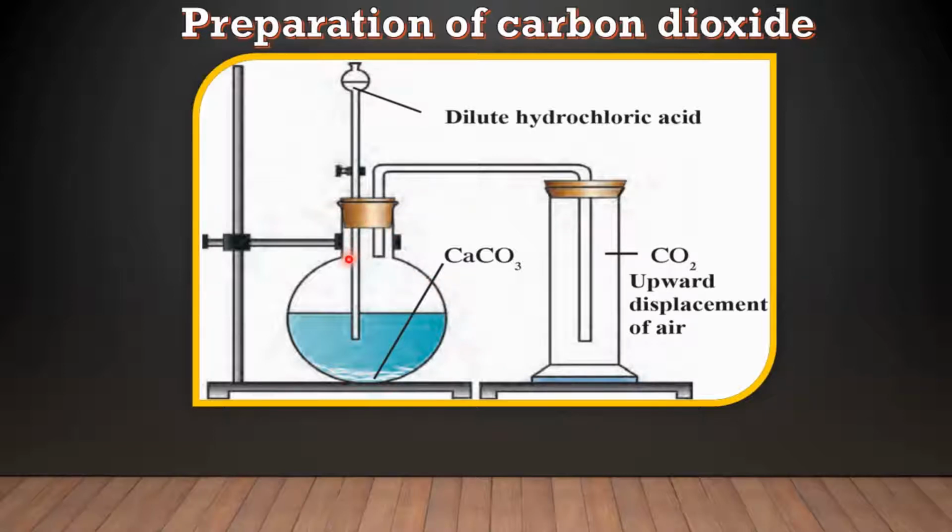While assembling, we'll take CaCO3, that is calcium carbonate, in the round bottom flask. Then add dilute hydrochloric acid in the flask through the thistle funnel. CO2 gas is formed as a result of reaction between calcium carbonate and hydrochloric acid. Then this gas we can collect in the gas jar.